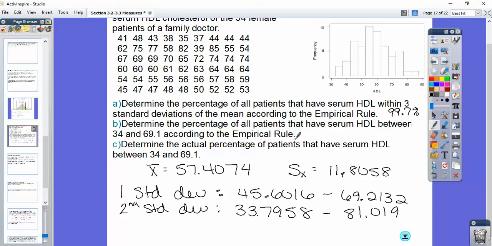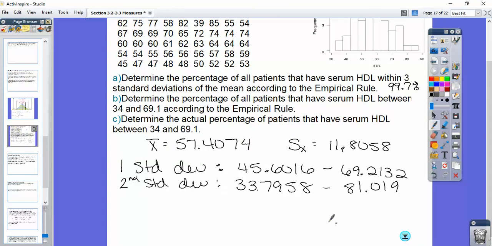So what this is saying is if I'm looking at my data, here's the mean. 69.1 is 1 standard deviation above. 34, that's about 2 standard deviations below. I'm asking you what percent of my people fall in that window by the empirical rule.